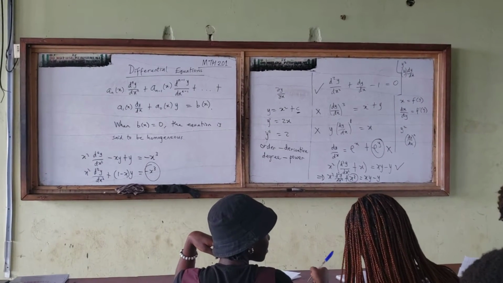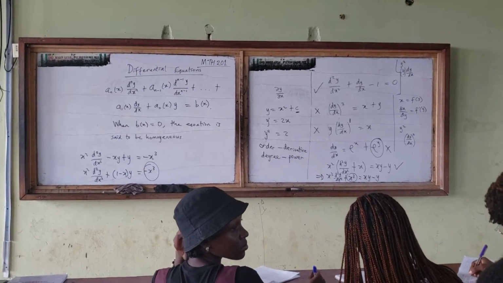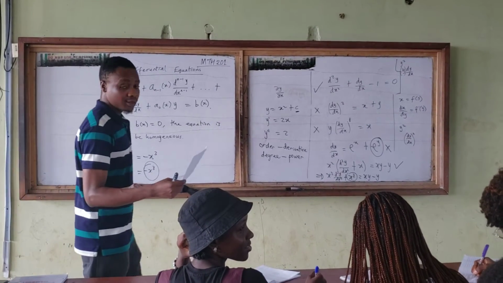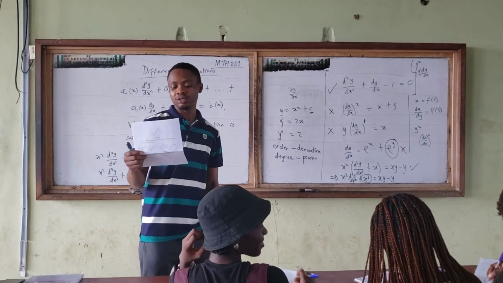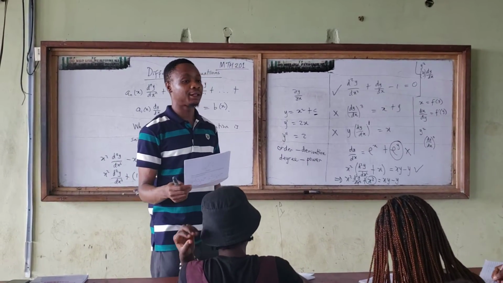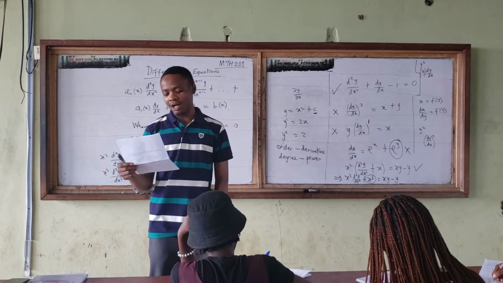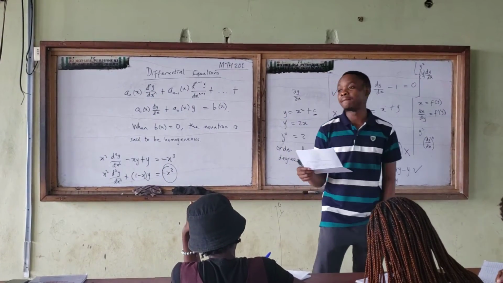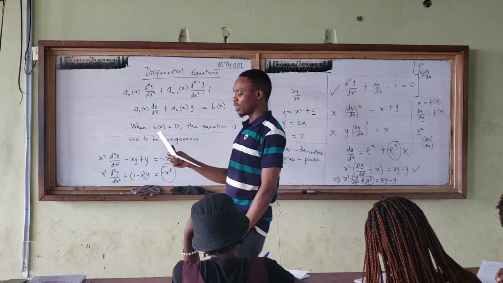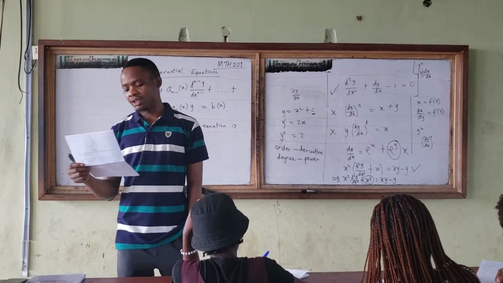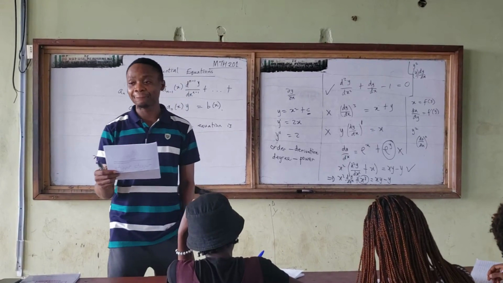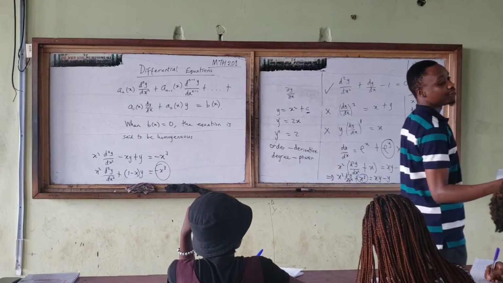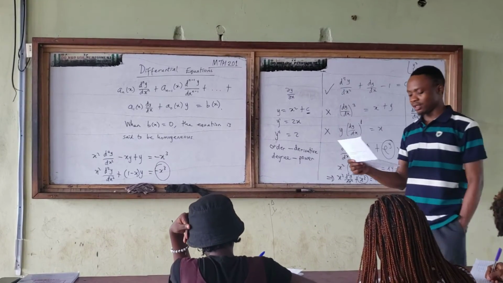Alright, we have to go to the next. Is it partial or ordinary? Ordinary. Alright. So, what is its order? Order is 1. What is its degree? 1. Is it linear? No. Because of course XY. Yes, it's non-linear. So let's move on.